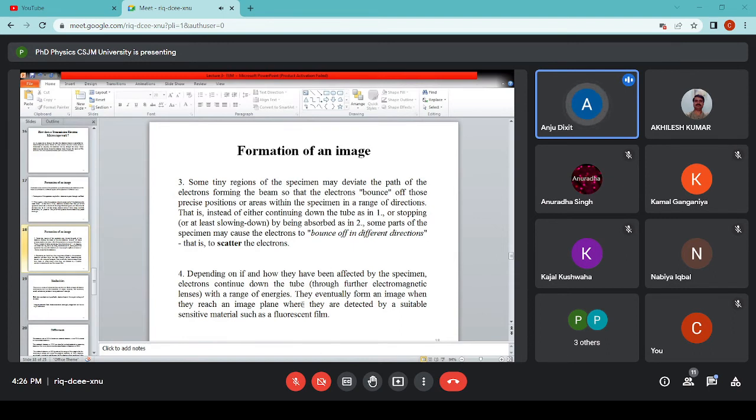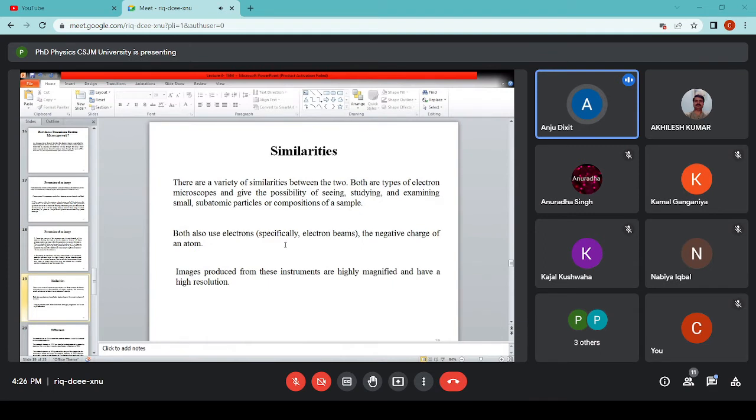So जो electrons आपके depending on if and how they have been affected by the specimen, इलेक्ट्रॉन्स कंटिन्यू डाउन द ट्यूब. इलेक्ट्रॉन्स आपके कंटिन्यूसली ट्यूब में डाउनवर्ड डायरेक्शन की तरफ आ रहे हैं एंड थ्रू इलेक्ट्रोमैग्नेटिक लेंसेज एंड दे आर हैविंग डिफरेंट एनर्जीज एंड इवेंचुअली दे फॉर्म एन इमेज, जिससे कि एक इमेज का फॉर्मेशन होता है. और ये जिसका डिटेक्शन है इसके लिए यहाँ पे फ्लोरेसेंट फिल्म लगी है जहाँ पे इसका डिटेक्शन होता है, फॉर्मेशन वहाँ पे इमेज बन के आ जाती है.